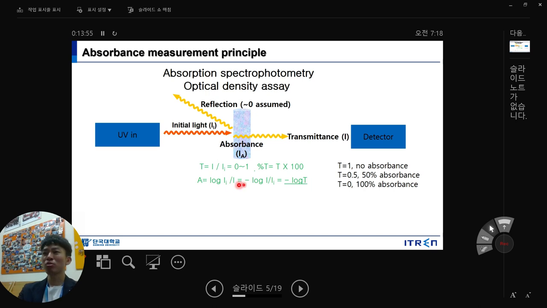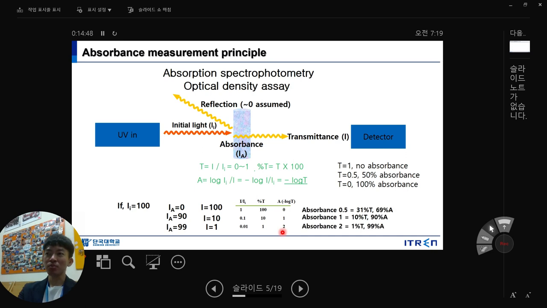Okay, so you have to consider what is the meaning of the absorbance. Before understanding the absorbance, let's see: your initial is 100, your absorbed intensity is 0, and then transmittance intensity is 100. 90 absorbed, 10 transmitted. 99 absorbed, remaining 1. Okay? Now we can make this. What is this one? T, transmittance, right? Transmittance 1, 0.1, 0.01. Transmittance percentage 100, 10, 1, because multiplied by 100. And then absorbance is just minus log T: 0, 1, 2. Okay? So if you have absorbance 1, what does it mean? From 100, 90% is absorbed, 10% is transmitted.